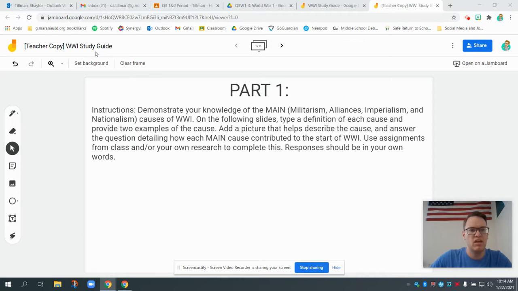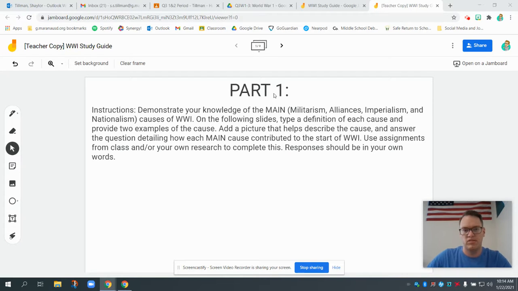But this is the World War One study guide. You see that the teacher copy, obviously this is my copy of it, but yours will look very, very similar. I made this teacher copy so that I can type on it and show you guys how to interact with this. So I'm going to read the instructions here on the first slide.